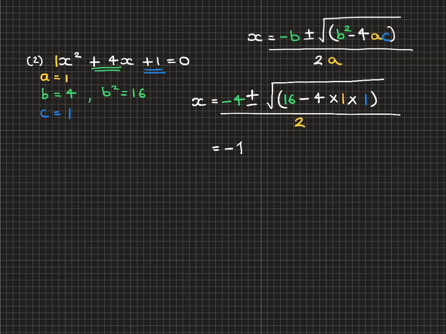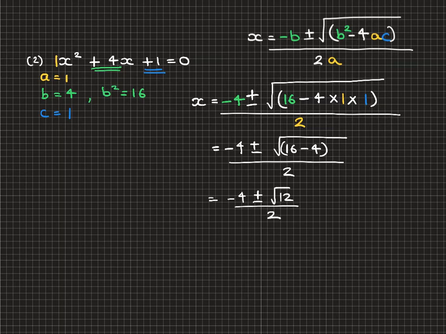Now let's simplify. So we have -4 plus or minus the square root of, well, that's 16 take away 4 in the bracket underneath the root, all over 2, which is -4 plus or minus root 12 over 2. Now, this is interesting because we have two options here. We might be asked to give our answer in surd format, and we might be asked to give our answer as a decimal value. We're going to look at the answer in decimal form first of all, and then we'll come back to writing this in a surd format. It's a good opportunity to practice our surds.